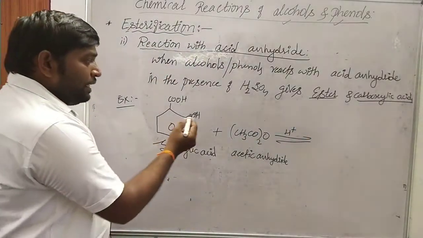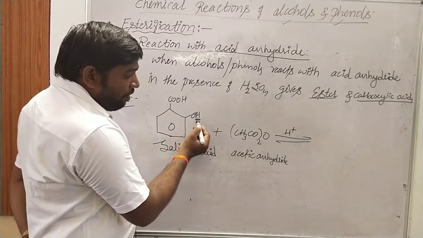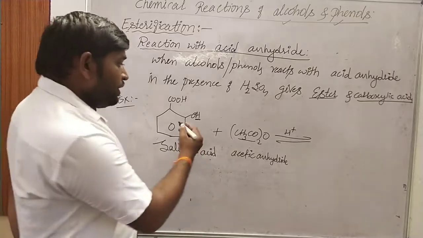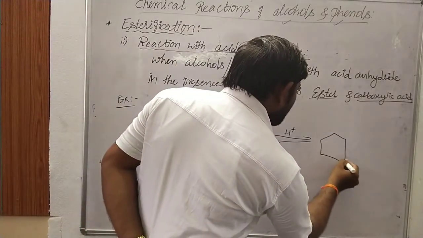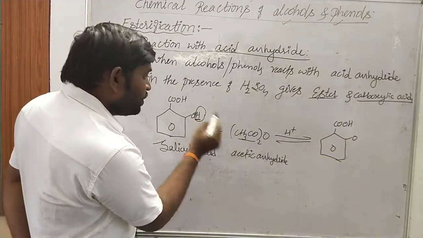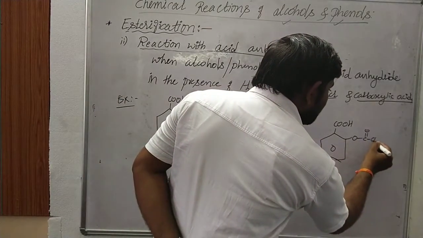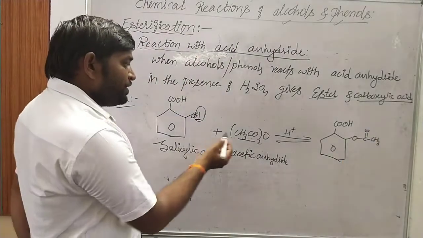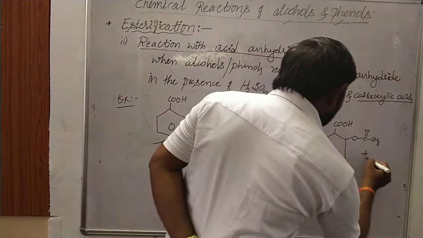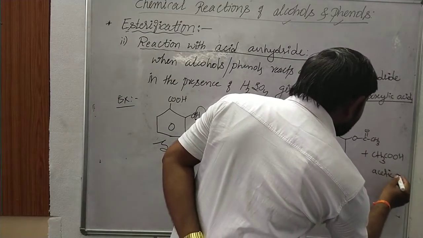Here the hydrogen atom of the hydroxyl group is replaced by one acyl group. In salicylic acid, the hydrogen on the oxygen is replaced by one acyl group, COCH3, that is C double bond O CH3. The rest, one more CH3CO with one oxygen, comes out as CH3COOH, which is acetic acid.